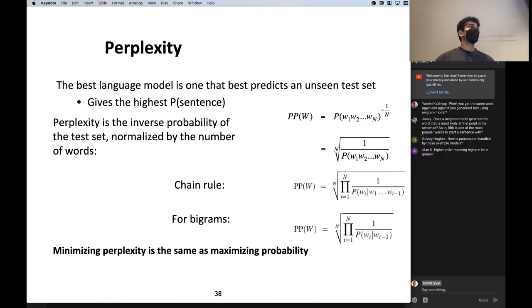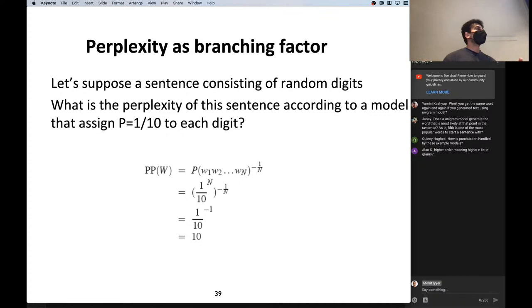Perplexity is related to a lot of information theory concepts. In fact, it's just the exponentiated entropy, as we'll see in later lectures. But as an intuition, you can think about perplexity as a measure of the branching factor of a language model. What I mean by that is, maybe it's better to illustrate with an example. Let's say we have a sentence that consists of random digits. There are 10 digits, 0, 1, 2, 3, 4, and so on. This is essentially like a unigram model, right? It's completely random.